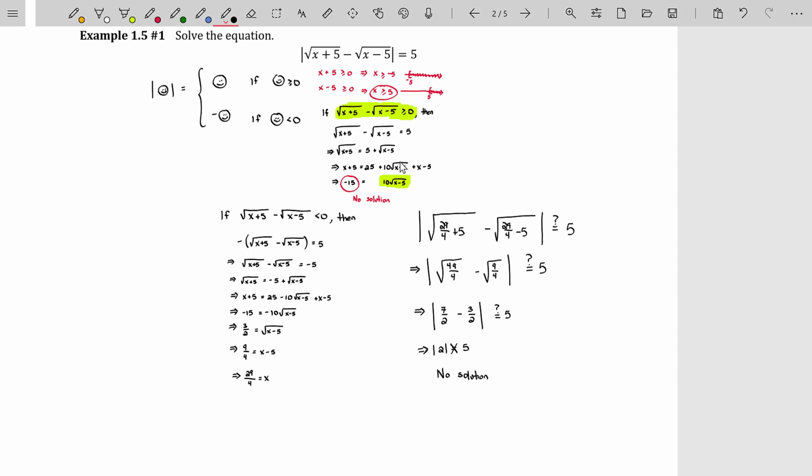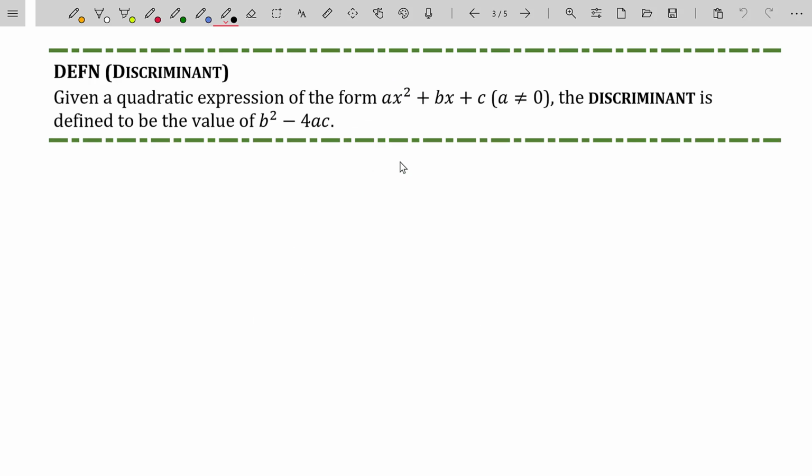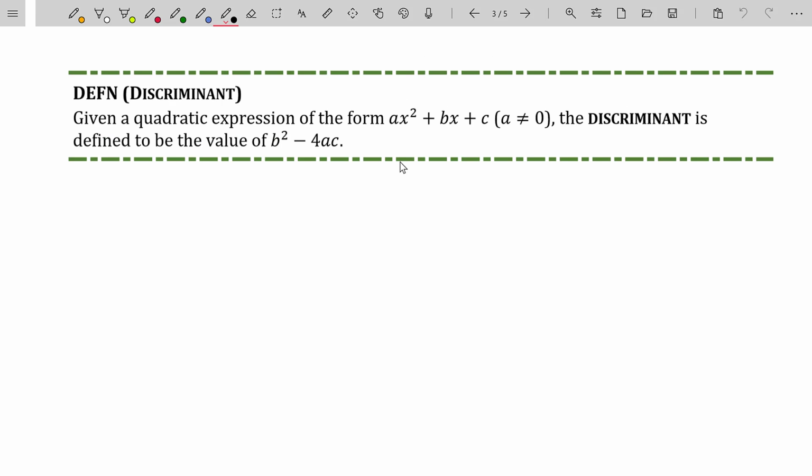So that's a really good example. It really goes through several of the solution techniques that I mentioned previously, looking out for domain and range issues. The next thing I want to talk about, in fact, the last thing I want to talk about, is the discriminant. This comes up peripherally quite a bit in Precalculus, and you should be familiar with it from your previous courses.